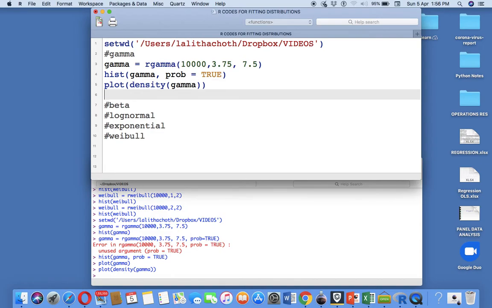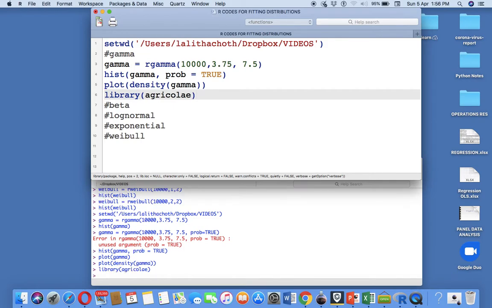Now we'll also see the skewness and the kurtosis, and for that you may recall I'll first have to invoke the library called agricolae. You don't have to remember it. You can always get help as and when you need it from the net or from R itself.